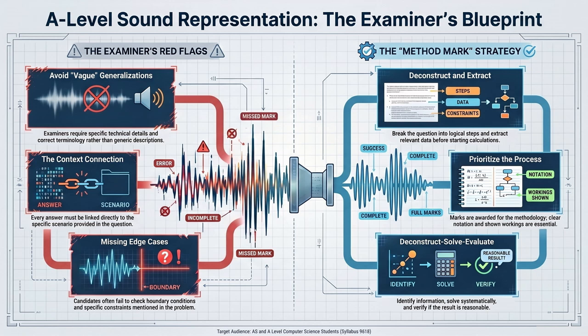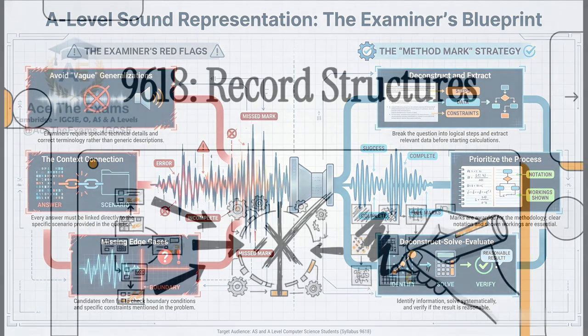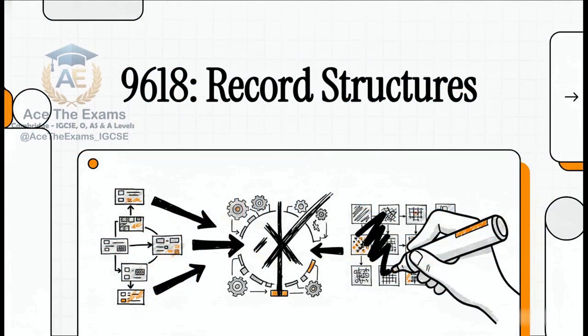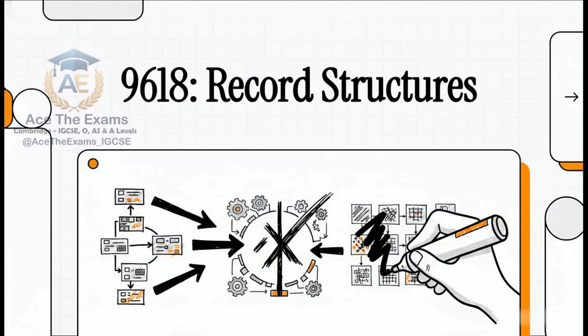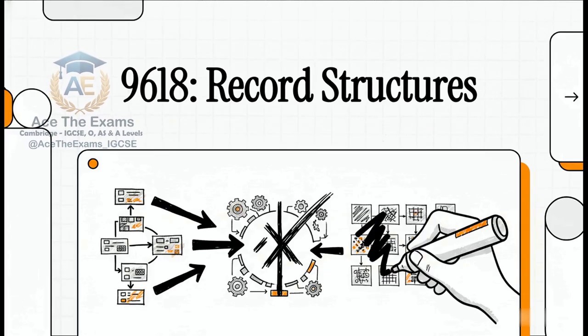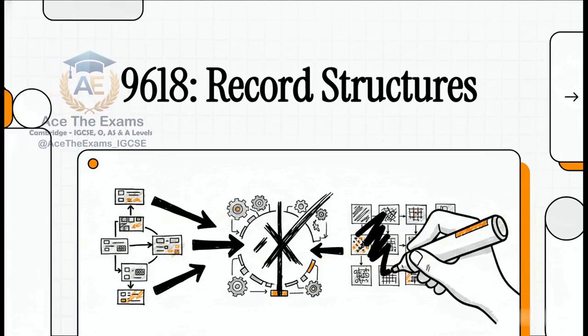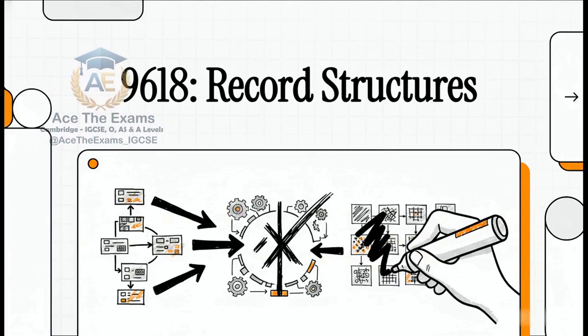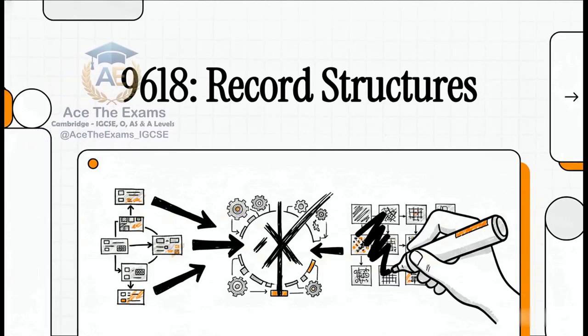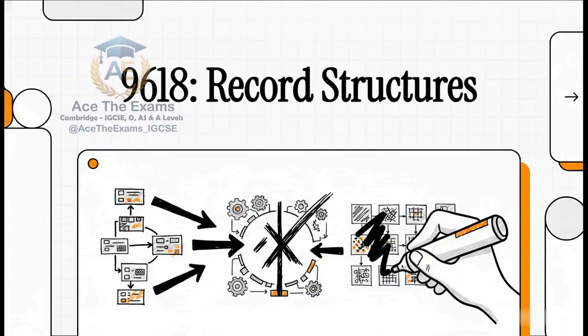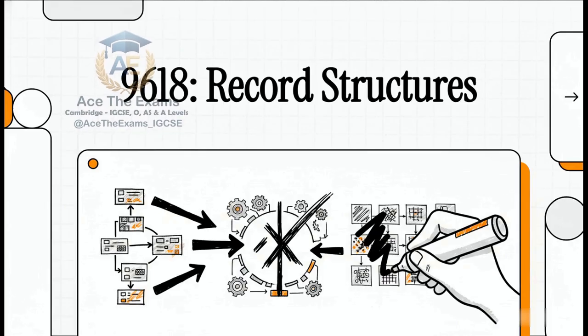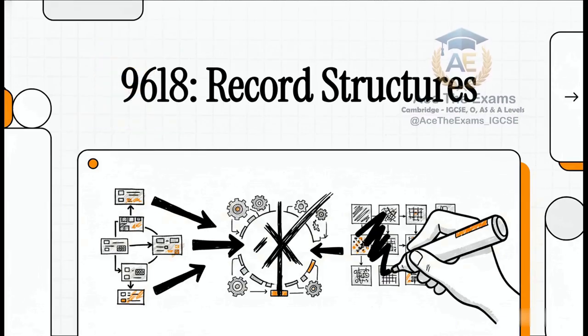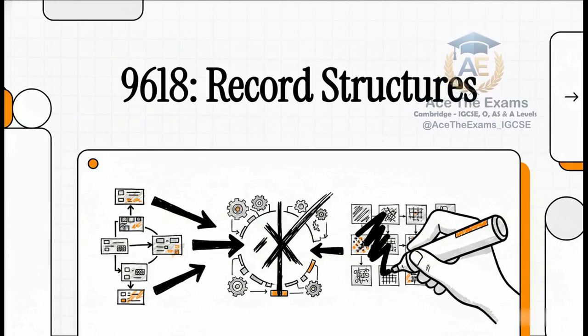Okay, let's dive right into this. Welcome to this explainer where we are going to completely decode record structures for your Cambridge Computer Science exams, and more importantly, reveal exactly what those senior examiners are looking for when they grade your papers. Whether you are tackling syllabuses 0417, 0478, 0983, 0984, 2210, or our main focus today, the 9618 AS and A level, mastering the art of the record structure is absolutely essential.